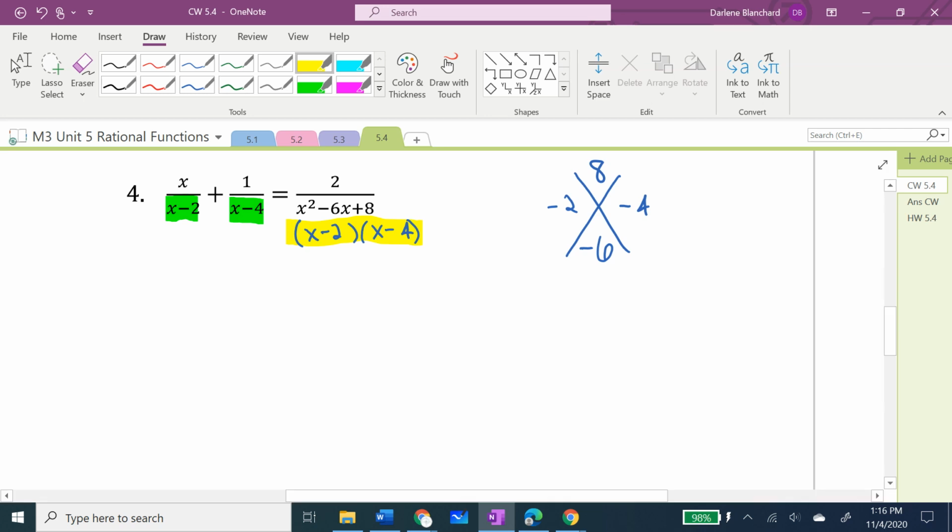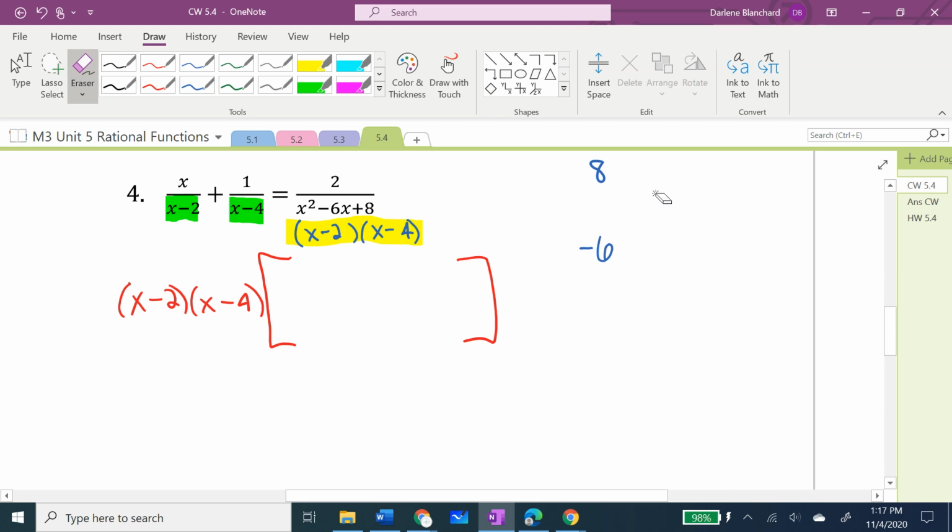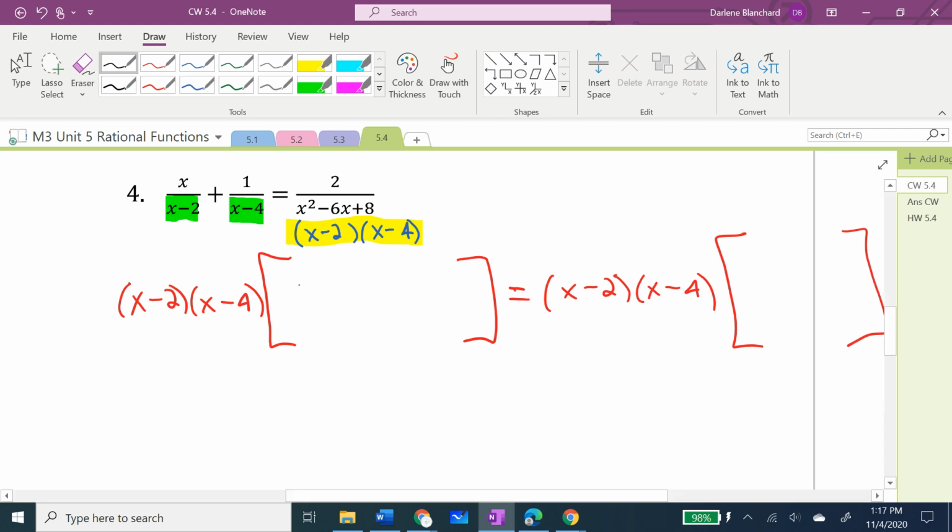So when you look at these three denominators, the least common denominator, that's what I'm trying to say, is x minus 2 times x minus 4. So I am going to multiply both sides of this equation by x minus 2 times x minus 4. I'll write the factored form.